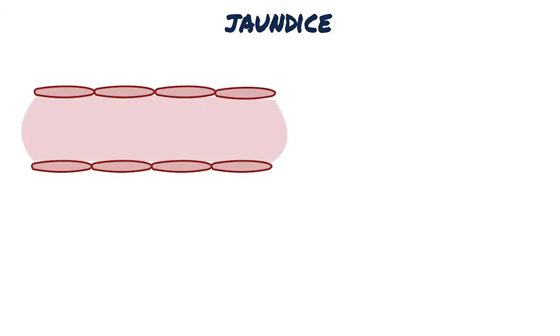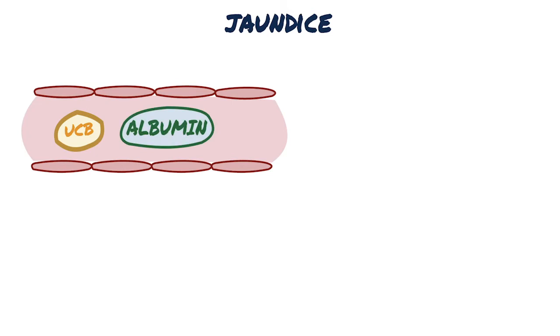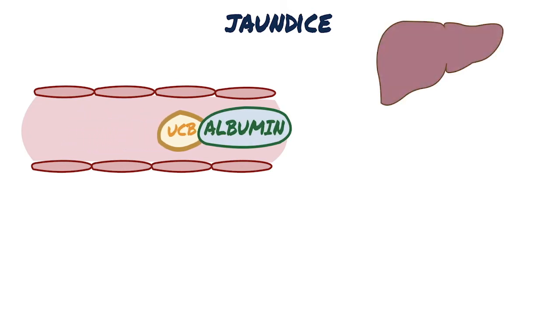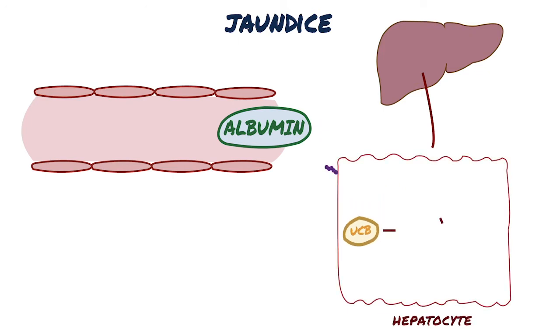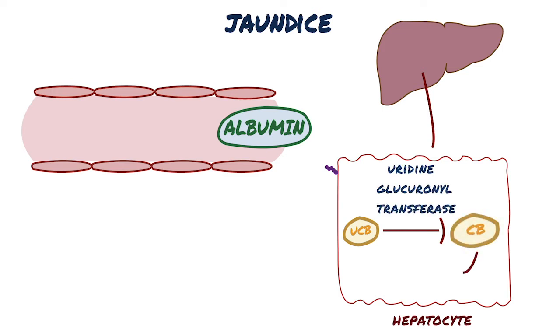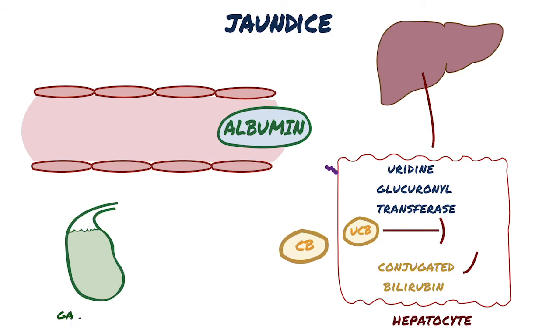Bilirubin in the bloodstream is usually in a free or unconjugated state. It is attached to albumin as it is transported. Once in the liver, it conjugates with glucuronic acid by an enzyme called uridine glucuronyl transferase, making it now water-soluble, and sent to the gallbladder for storage as bile.